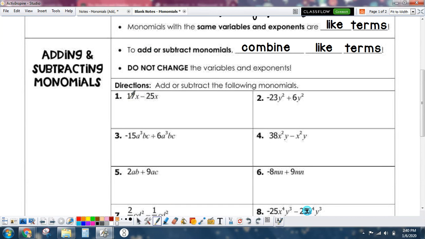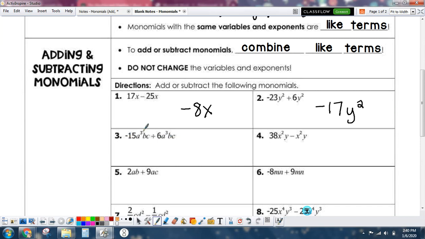So I'm really just looking at 17 minus 25. And 17 minus 25 is negative 8. And I'm going to just bring down my like term of the x. So my answer here is negative 8x. Okay, so same idea for number 2. You have y squared and you have y squared. So we're going to ignore that because they're the same. We're really just doing negative 23 plus 6. And negative 23 plus 6 is equal to negative 17. Now, it's not negative 17 as our answer because we still do have the y squared. So I'm just going to bring that back down.